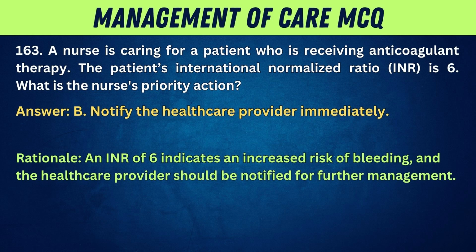Answer. B. Notify the healthcare provider immediately. Rationale. An INR of 6 indicates an increased risk of bleeding, and the healthcare provider should be notified for further management.